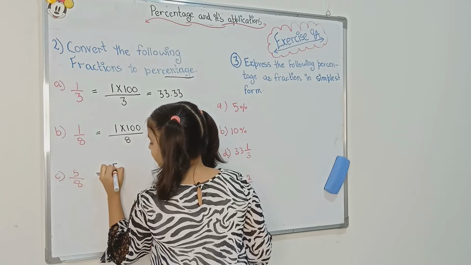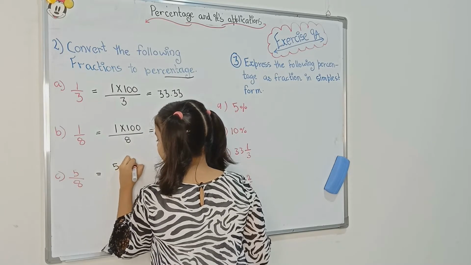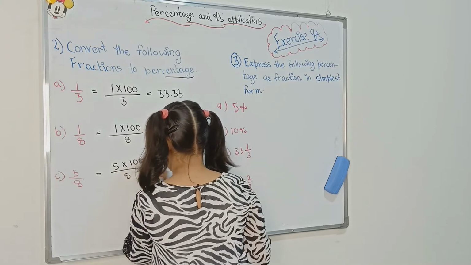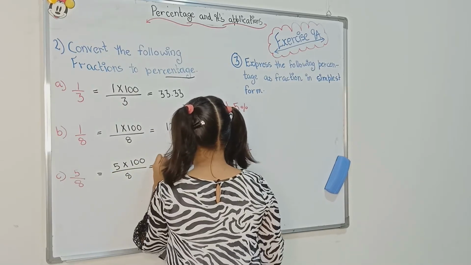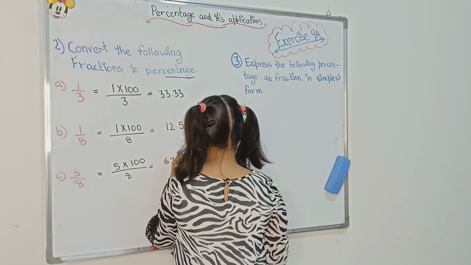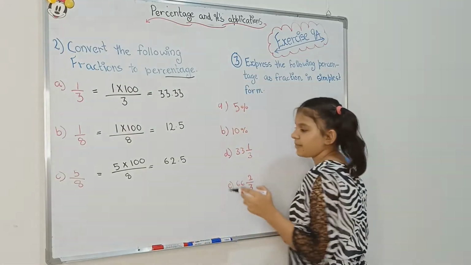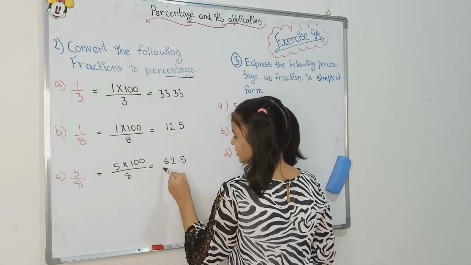Next, 5 into 100 divided by 8. So our answer would be 62.5. 5 into 100 divided by 8, so our answer is 62.5.